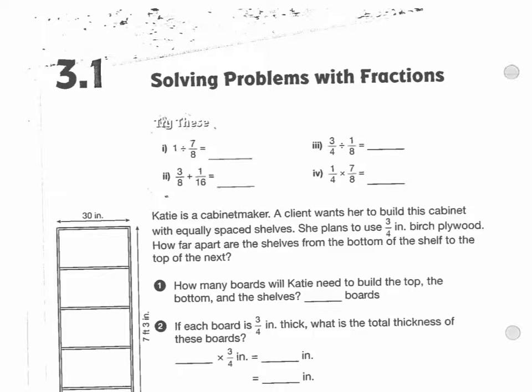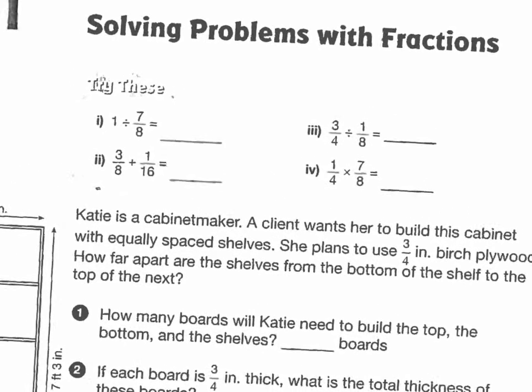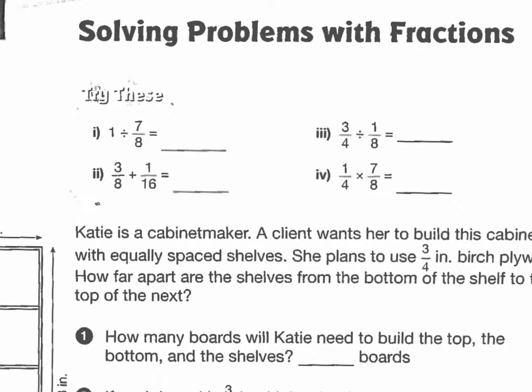Alright, 3.1, solving problems with fractions. So we're going to do a couple of try these examples. So 1 divided by 7/8. Well, when we're dividing by a fraction, it's the same as multiplying by the reciprocal. So this is the same as 1 times 8 over 7, which is 8 over 7.